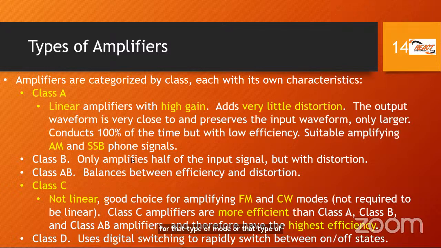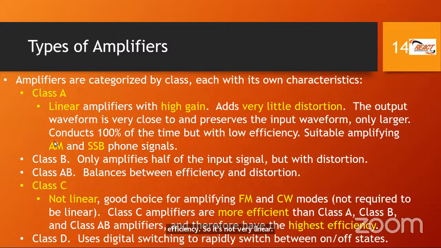A class B, well, it only amplifies half, but there's some distortion that occurs in the signal. Class AB is a balance between A and B. And then we have class C. So while it's not very linear, right, it is certainly more efficient than A and AB. And as a matter of fact, we can say it has the highest efficiency. So it's not very linear, right? But it's good for specific types of modes.